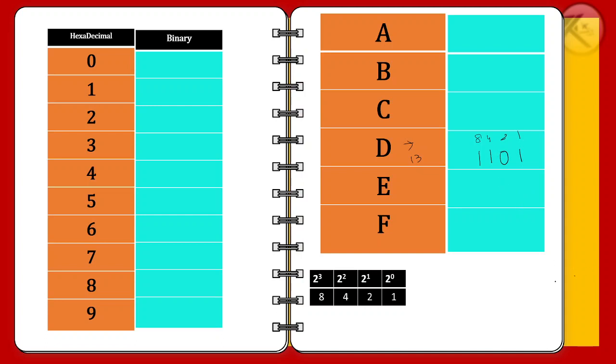Now suppose I give you a random binary pattern 0, 1, 0, 1. Identify which hexa digit it will represent. So write 1, 2, 4, 8. And then see which bits correspond to 1. Add those weights. So 4 plus 1 is 5. So it is this, right?